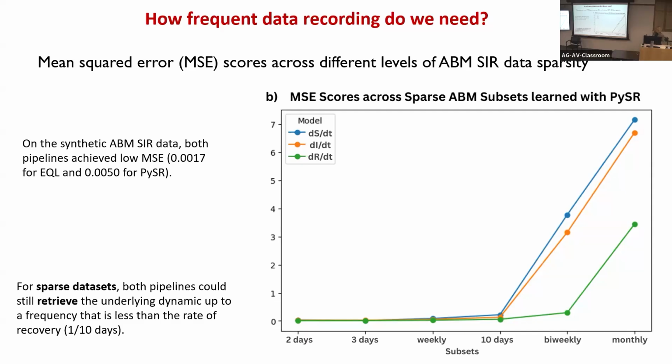So as you can see, all the way up to frequency of sampling every 10 days was actually pretty good. So we could use a model like this to tell us how frequent our data collection should be, for example.